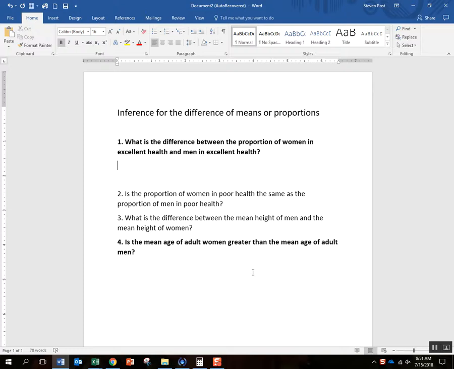We can do the same two kinds of things for means. What is the difference between the mean height of men and the mean height of women? And is the mean age of adult women greater than the mean age of adult men? So those are the four kinds of questions we're going to want to be able to answer.